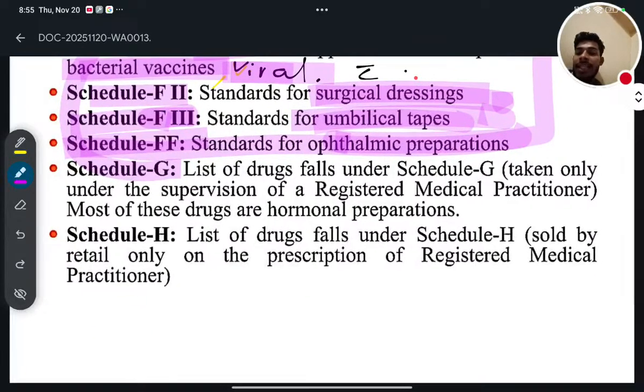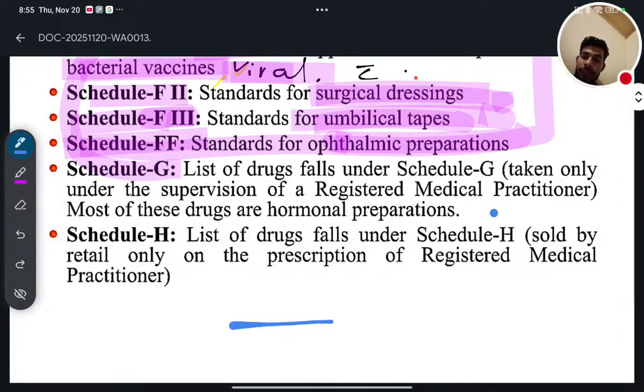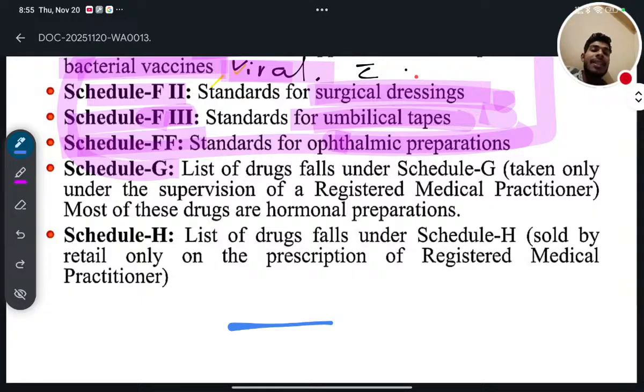Okay. Next, Schedule G. List of drugs that fall under Schedule G. That means they should be taken under the supervision of a registered medical practitioner, or under the supervision of a medical team, any physician. So these drugs fall under Schedule G, taken under the supervision of a registered medical practitioner.